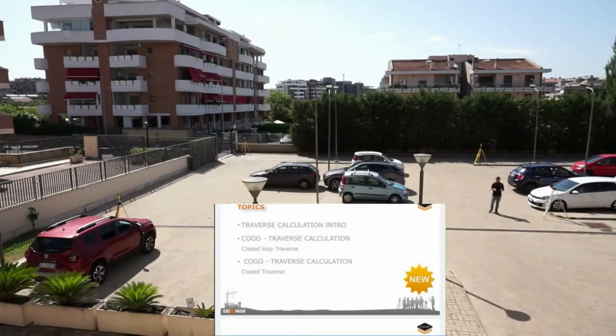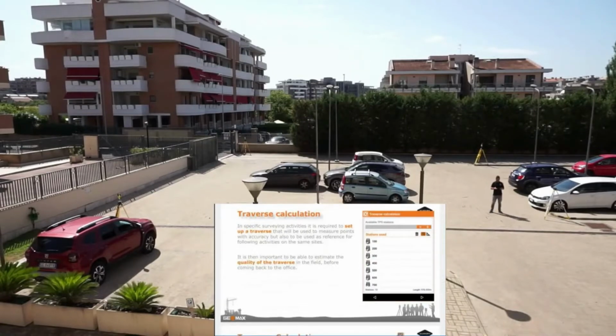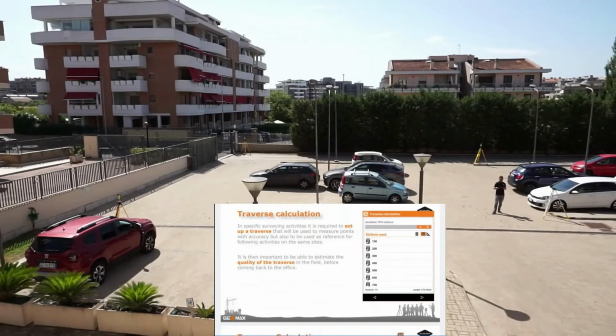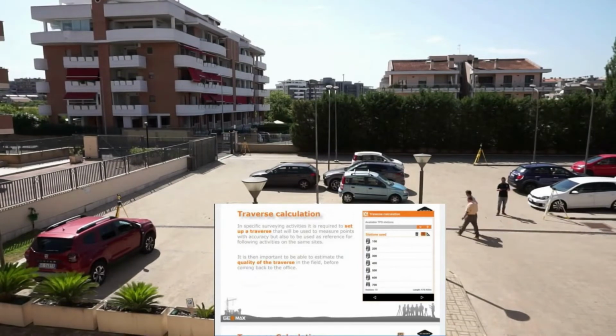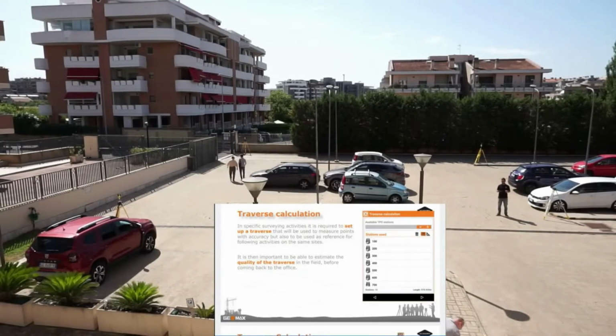How can we use this functionality? Traverse calculation is a specific tool that requires setting up a traverse directly in field, and through the measurement of some points, of course with accurate measurement, we can use a reference point to calculate a closed traverse, or we can directly use a closed loop traverse and perform the traverse calculation. Of course, checking all the functions and all the results directly on field.